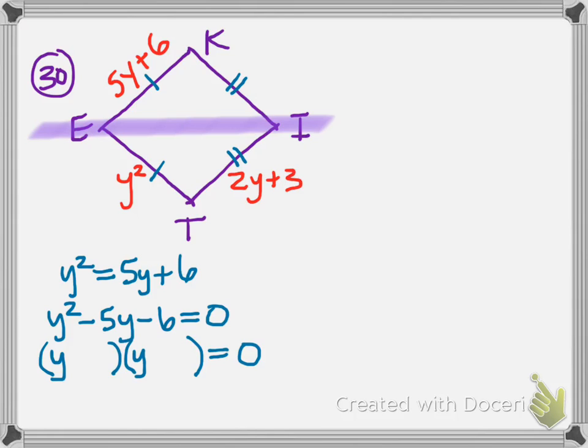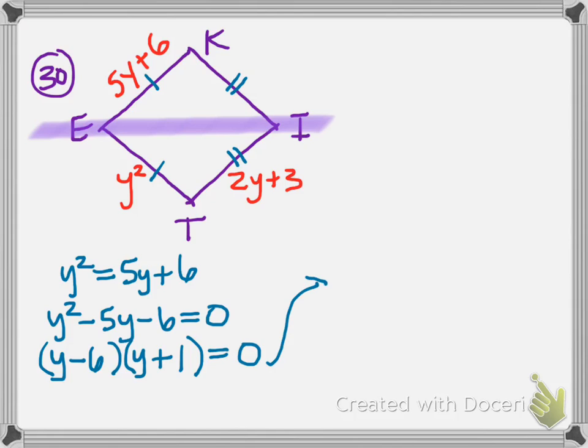So I'm thinking -6 and +1. -6 times +1 is -6, yes. And -6 plus +1 is -5. So I'm going to put those 2 values here, -6 and +1. What we're going to do now is set each of those binomials equal to 0.